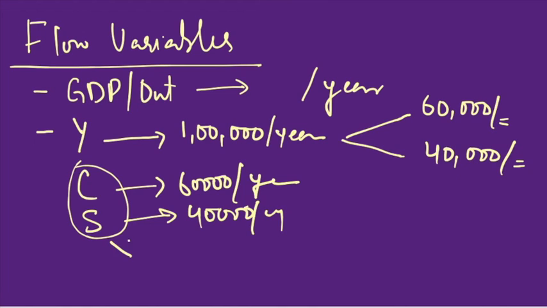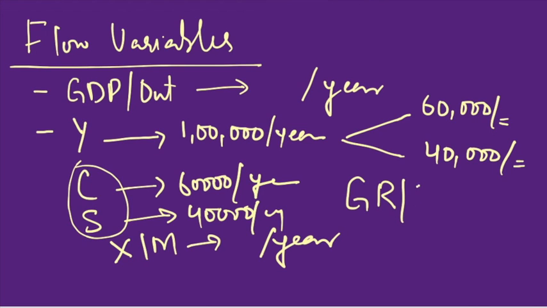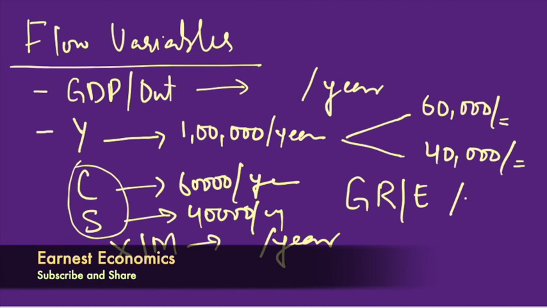Similarly, we have exports and imports, which are measured again per year. Then we have government revenue and expenditures. Again, they are also measured per year, over a period of 1 year. So these are also flow variables. I hope that we have made this distinction clear, the difference between stock variables and flow variables.